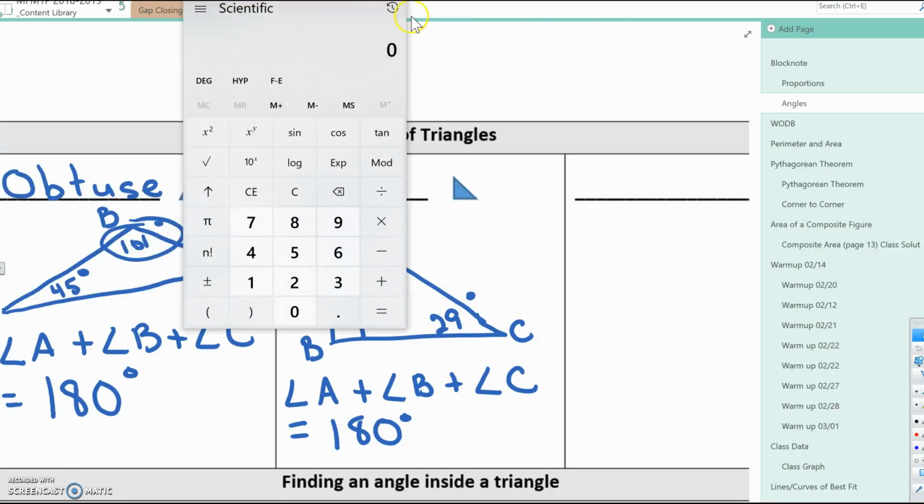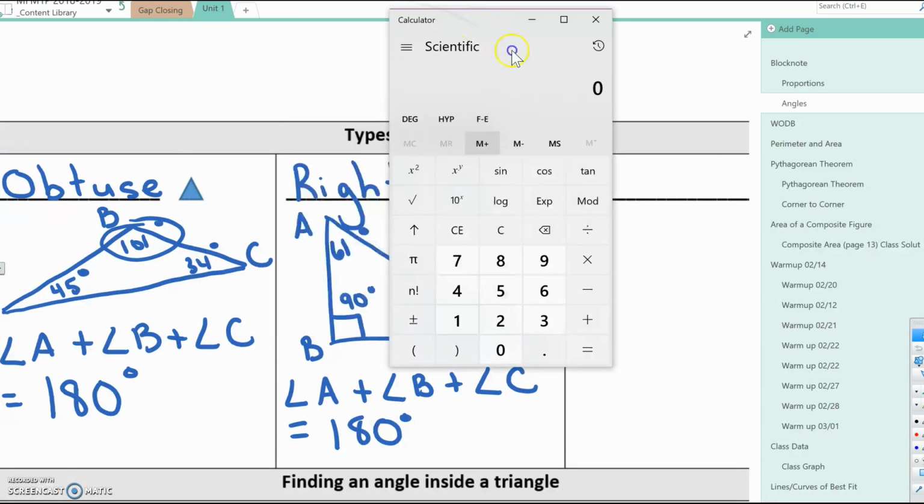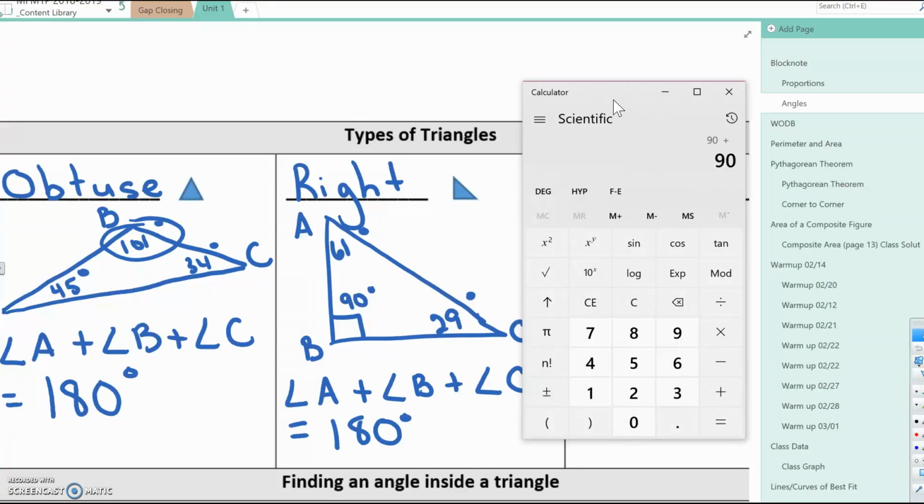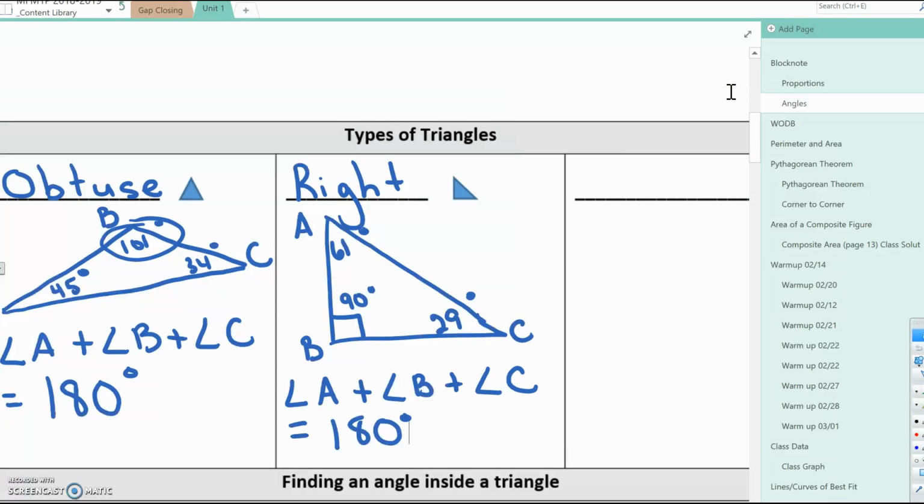Okay, so let's type that in. We have 90 degrees plus 61 degrees plus 29 degrees gives me 180 degrees. So I know that this is a triangle that I can build. As long as all three angles add up to 180, we can build a triangle. It doesn't matter which angle you start with, as long as you add them all up.